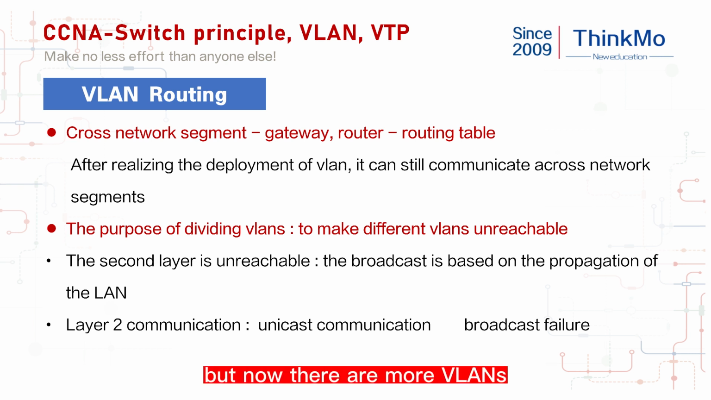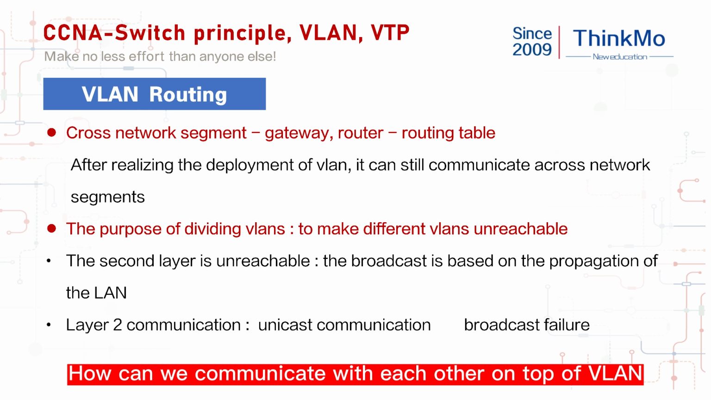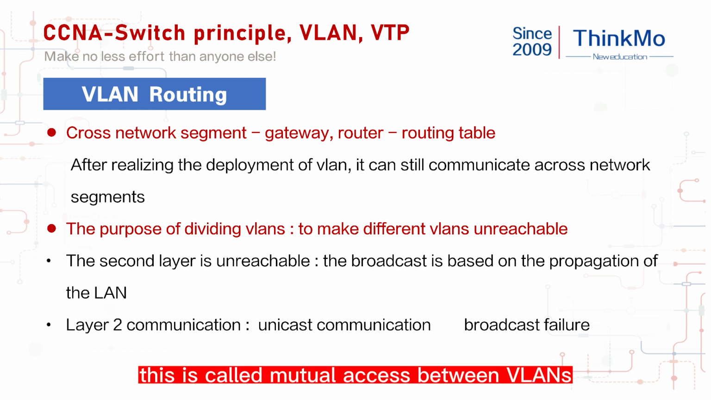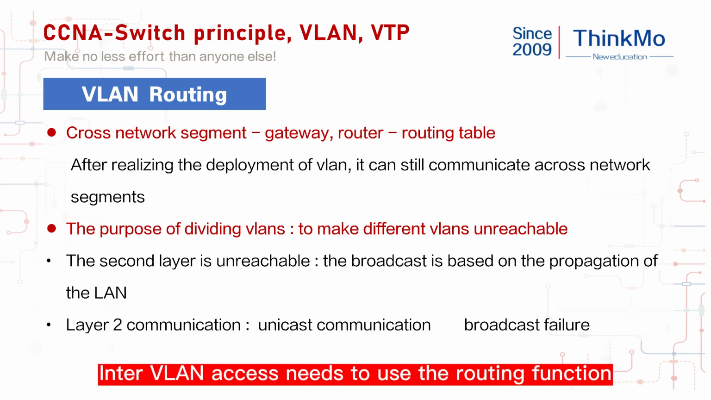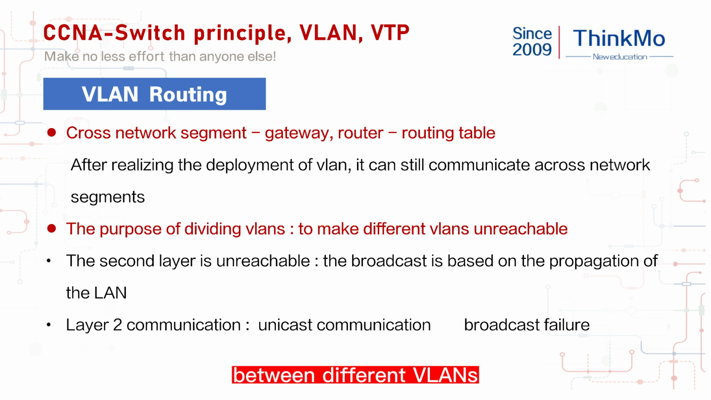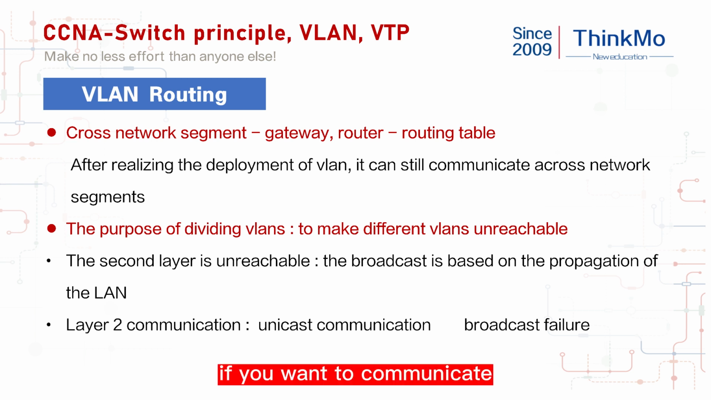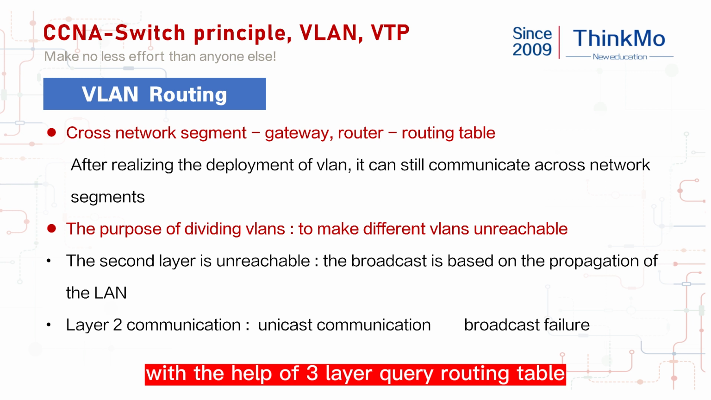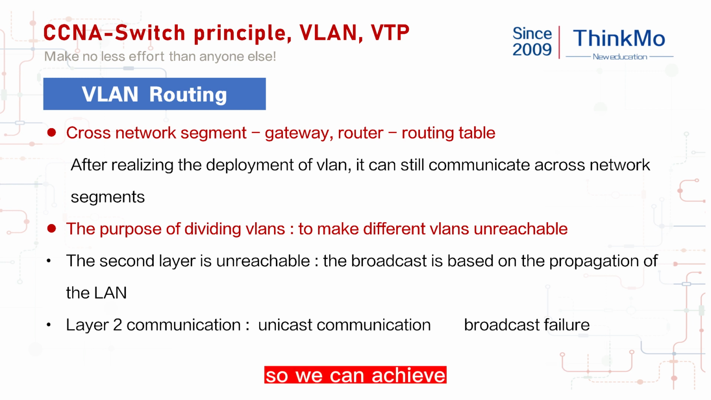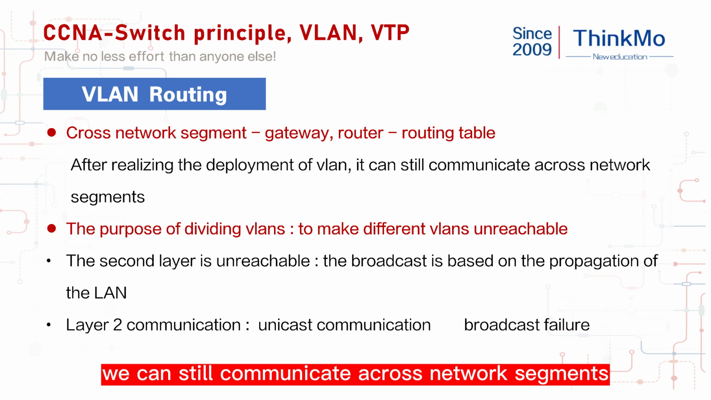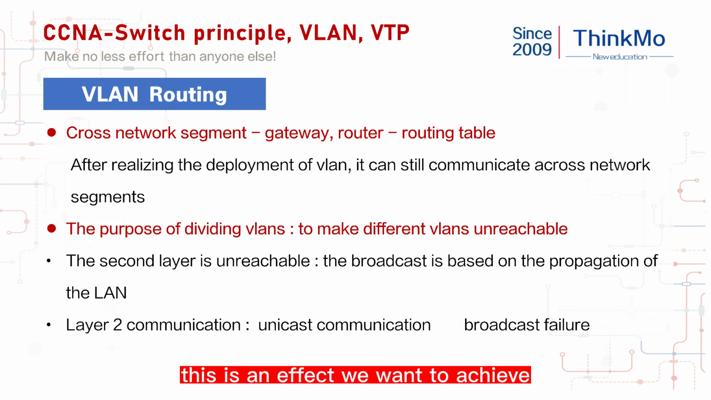But now there are more VLANs. How can we communicate with each other across VLANs? This is called mutual access between VLANs. Inter-VLAN access needs to use the routing function. Between different VLANs, there is no way to communicate at the second layer. If you want to communicate, it can only be forwarded with the help of a layer 3 routing table query. So even after deploying VLANs, we can still communicate across network segments. This is the effect we want to achieve.